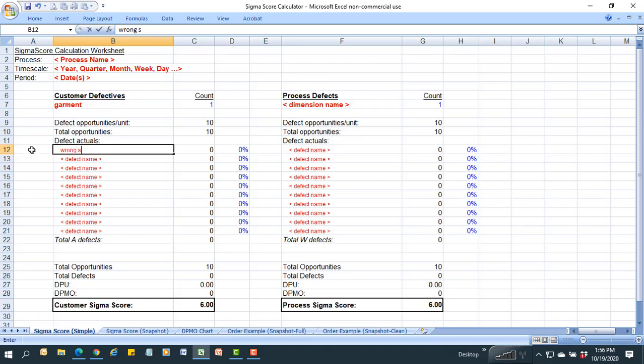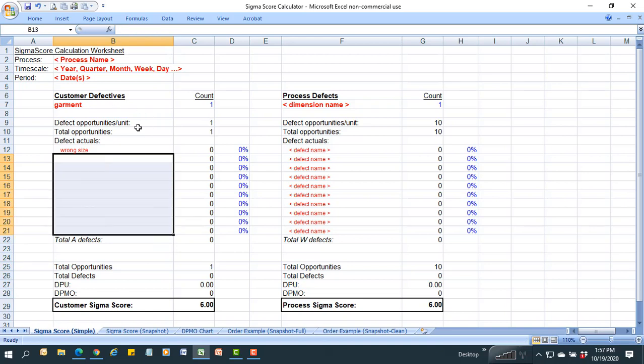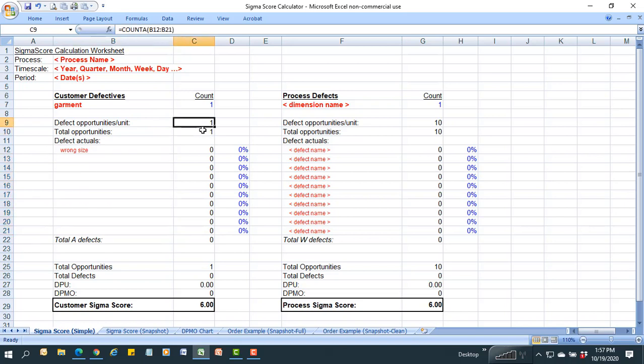It could be the wrong size. Okay, so wrong size. Let's keep it simple and assume that's the only thing that can be wrong with it and say there are no other defects going on. So we delete the rest of these. We're deleting them because the opportunities that are being counted here are actually a count function in Excel of those things. So we don't have to delete the extra rows, just now we know that there's only one opportunity for a defect in the garment. It might be the wrong size.